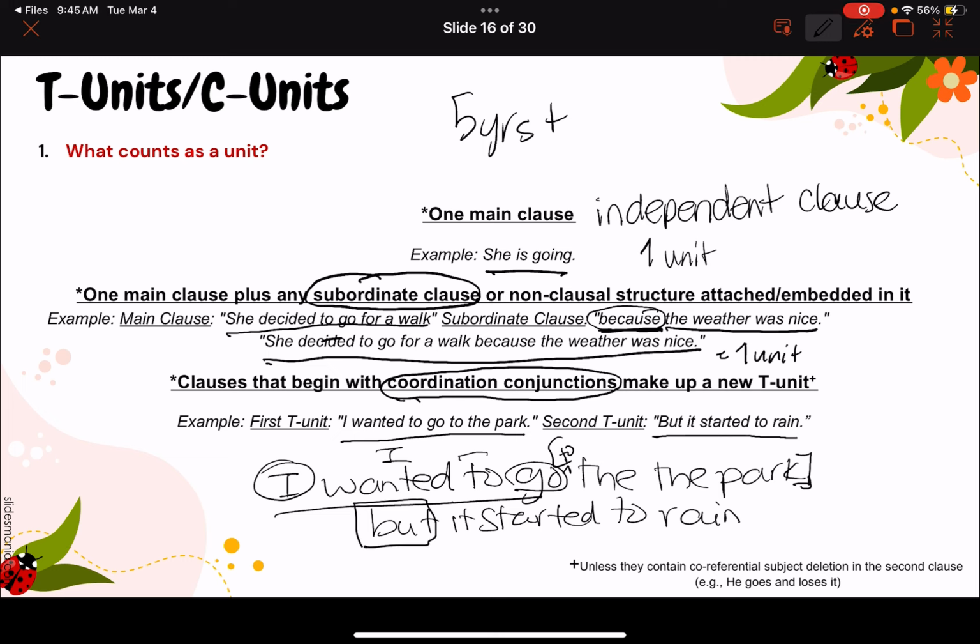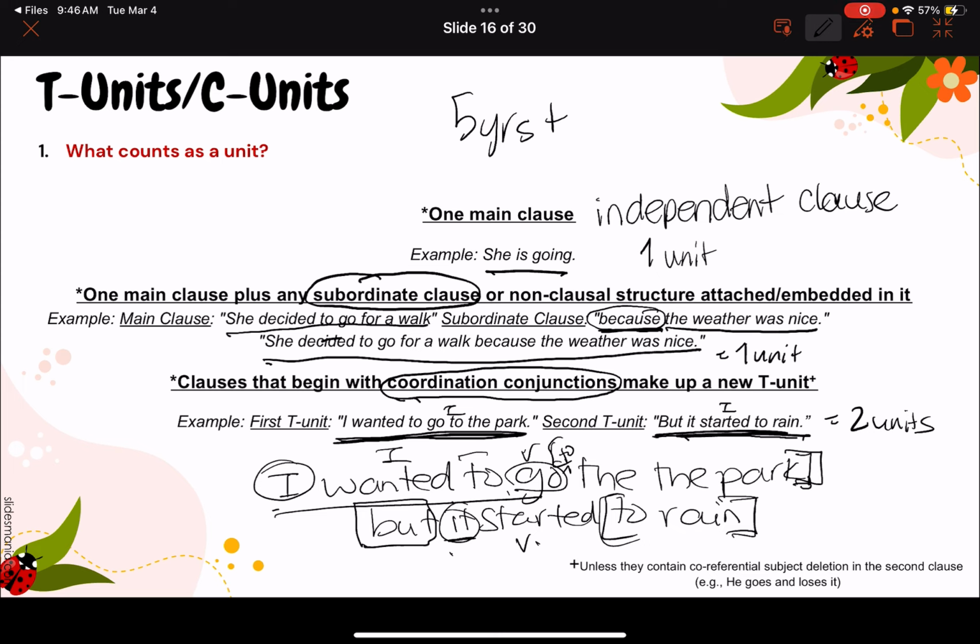But this is our coordinating conjunction. This is our subject again. It started to rain is a prepositional phrase. This is our verb here, right? So we have a subject and a verb with prepositional phrases. But these two phrases are completely independent. I wanted to go to the park, but it started to rain. These are two independent clauses that can completely stand on their own, indicating that this is 2 units. And they're being combined into a compound sentence with that coordinating conjunction and the comma.